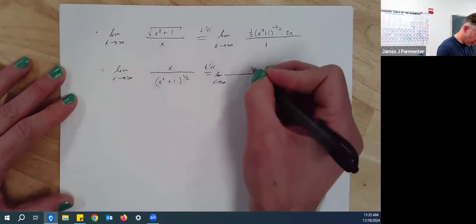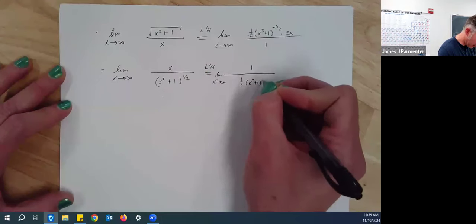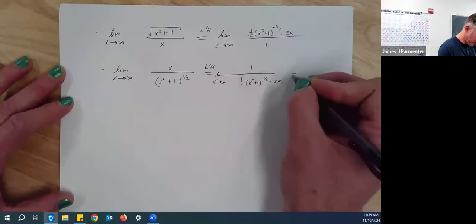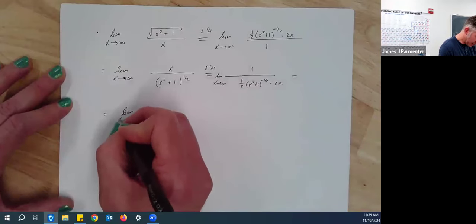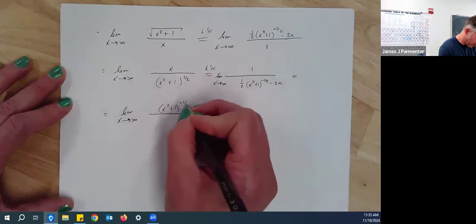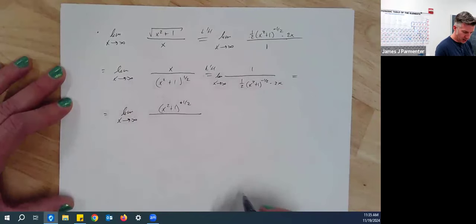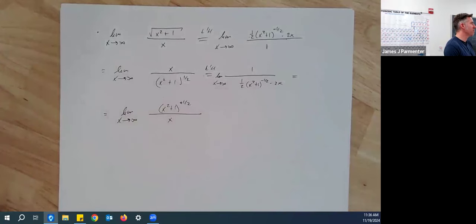The derivative of the top is just 1, and the derivative of x squared plus 1 to the 1/2 is 1/2 times x squared plus 1 to the negative 1/2 times 2x. And if we simplify this, the x squared plus 1 to the negative 1/2 comes up to the top, and you get the limit as x goes to infinity of, on top, x squared plus 1 to the positive 1/2, on the bottom, just x. And look, we've done a bunch of work and ended up right where we started. How disappointing. So there are some limits that even though L'Hopital's rule applies to them, it gets you nowhere.